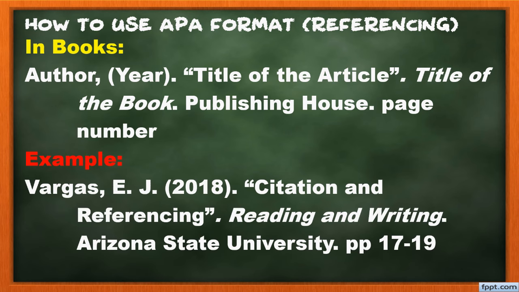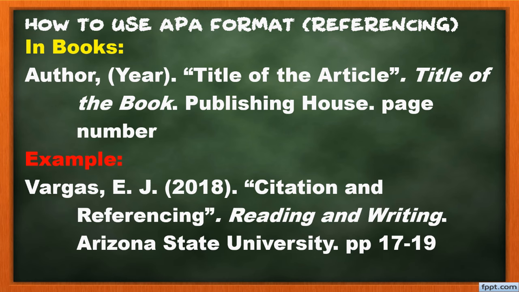So I have here an example. Let's say the information is about citation and referencing, and it was taken from a Reading and Writing textbook. The Reading and Writing textbook was authored by Mr. Edel Vargas, and this was published in Arizona State University. So this is how you will do APA format for your bibliographical entry. First is the last name, and then the initials of the first name and the middle initial, followed by the year of publication. Next is citation and referencing as the title of the information. Next is the title of the book, followed by the publishing house, and then the page number if it's available.